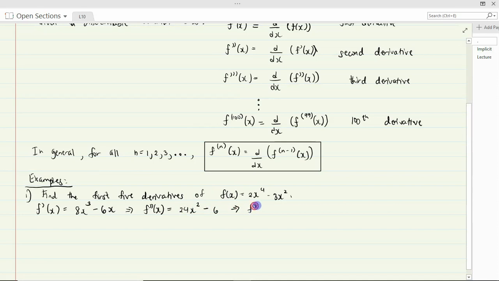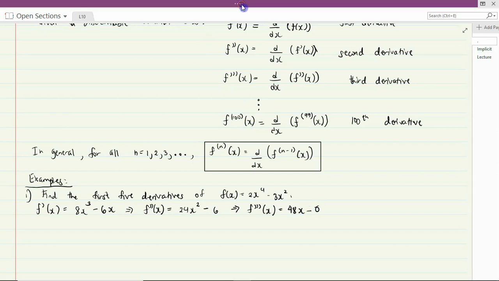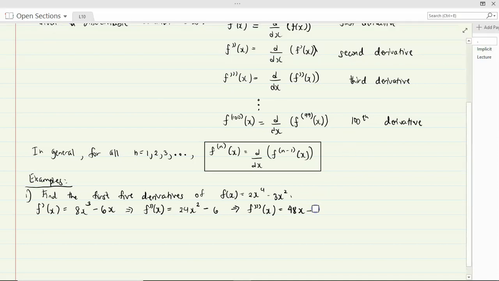Ano ngayon ang ating third derivative? Differentiate natin this time, si second derivative, you have 24 times 2. That is 48. X raised to 2 minus 1, so x lang ito. Minus, anong derivative ni 6? It's 0. So, you just have 48x.